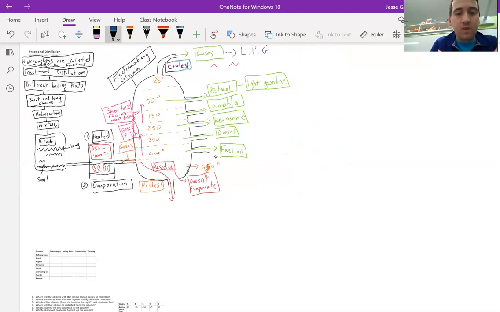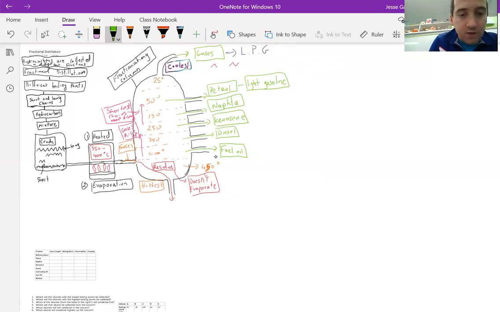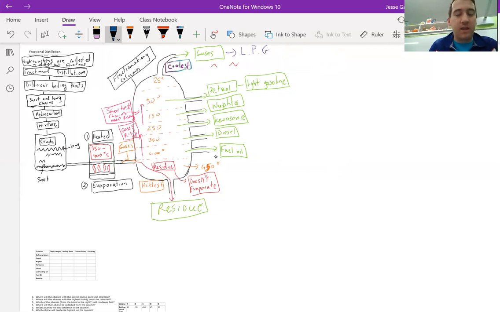So, sorry, just get back the green for a minute. So this is the residue. Okay, the residue is the first thing to collect at the bottom of the column. It doesn't condense because it doesn't actually evaporate in the burner. It just collects as a liquid.